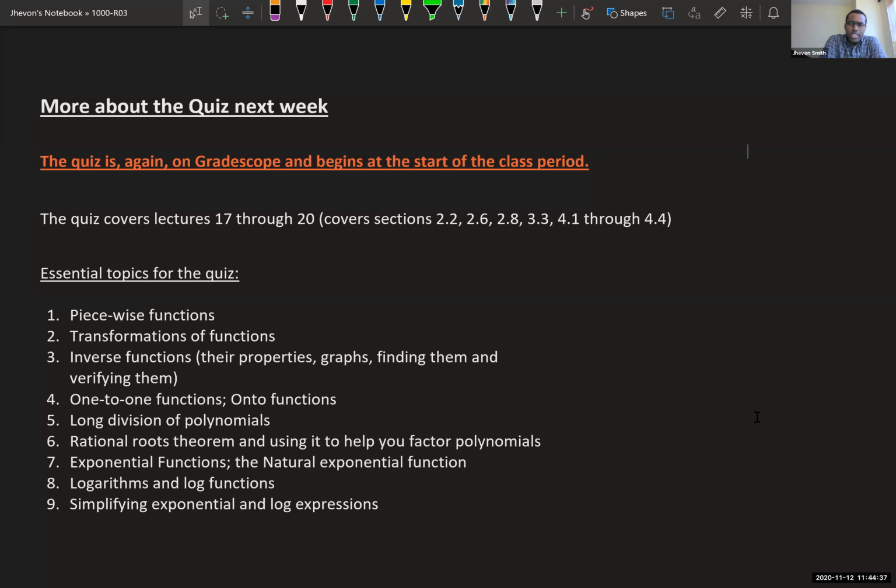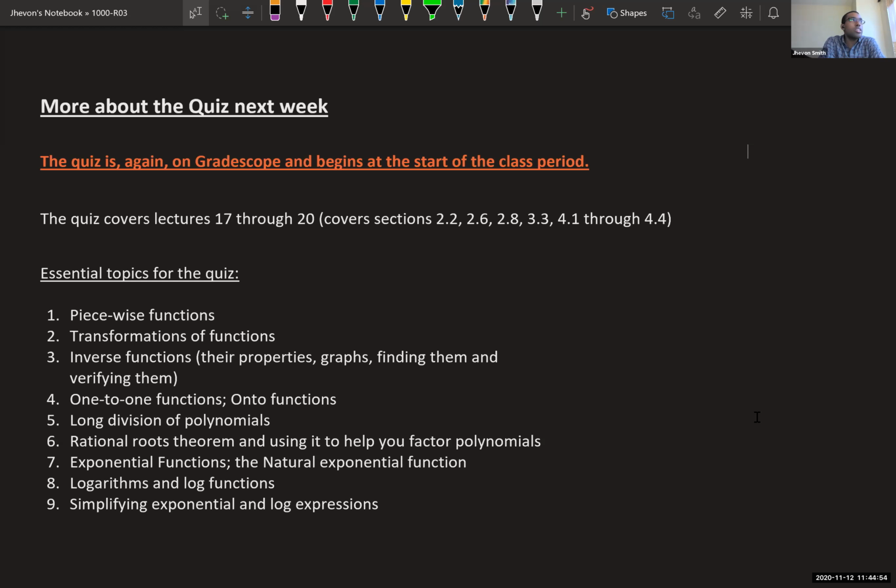Okay, so sort of the essential topics, the things I would expect you guys to know a lot about. There are going to be about 9 of them for this quiz. So piecewise functions is one of them. We already had a bonus problem or even a couple bonus problems on that in previous quizzes already.